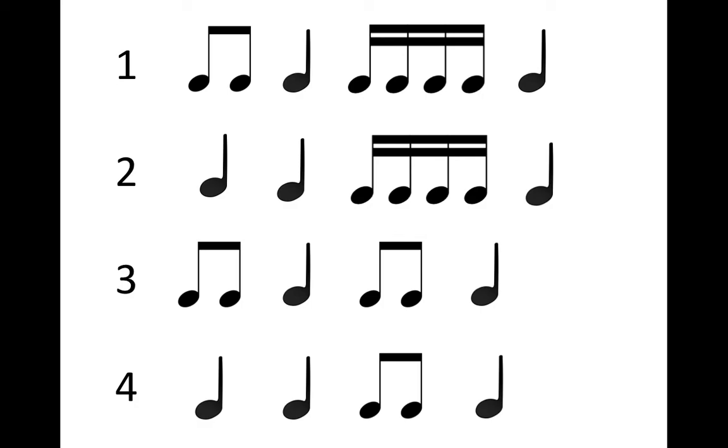All right, I'm going to play one. Well, I'm going to clap one. You're going to have to guess which one I'm going to clap. All right. I'll go ahead and clap it again. If you guessed number three, you are totally correct.